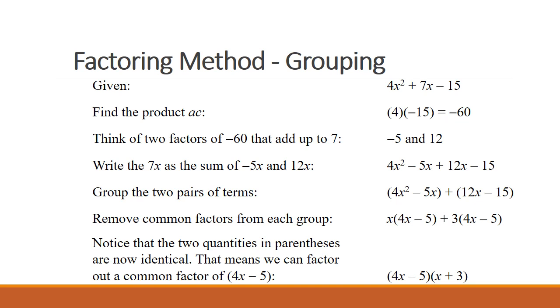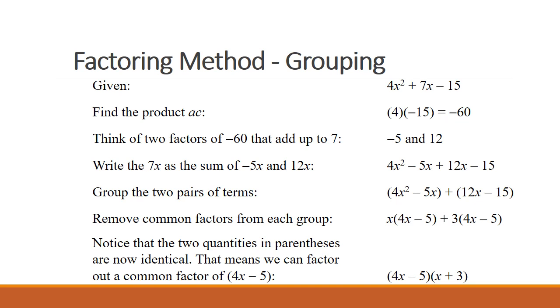Here's another example just to get some more practice. The first thing we do is multiply the 4 times negative 15 and get negative 60. We need two numbers that multiply to give us negative 60 but add up to 7. And we find that that's going to be negative 5 and 12. So we're going to rewrite the problem, and instead of 7x, we're going to put in negative 5x plus 12x.